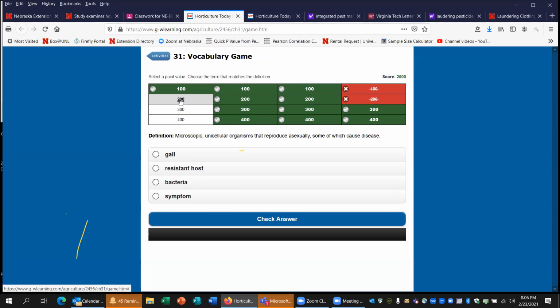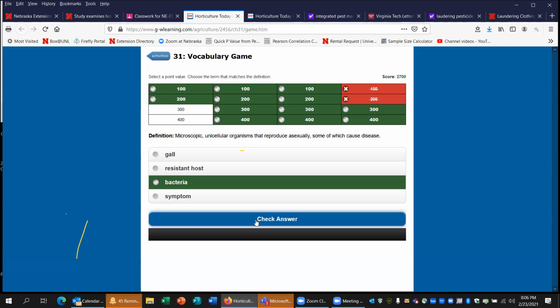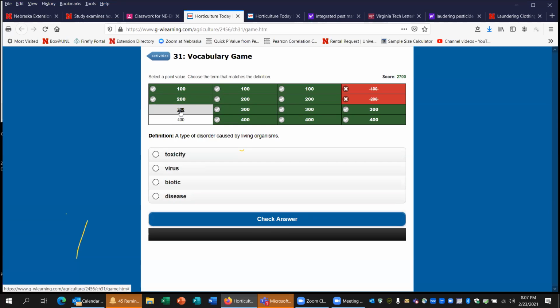Next one, microscopic unicellular organism that reproduces asexually, some of which cause disease. Bacteria. Okay, and that is, so we talk about bacteria. We have good bacteria also. We have good bacteria that is used in food processing. So if you've ever had sauerkraut, you've had a product that has been broken down with the bacteria in the fermenting process. Think about cheese. A lot of cheese types are fermented. So fermentation can be good, and through working with bacteria. Okay, a type of disorder caused by a living organism.